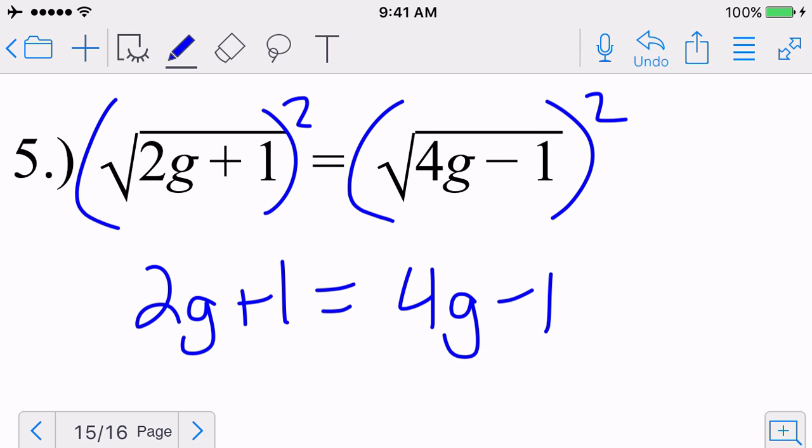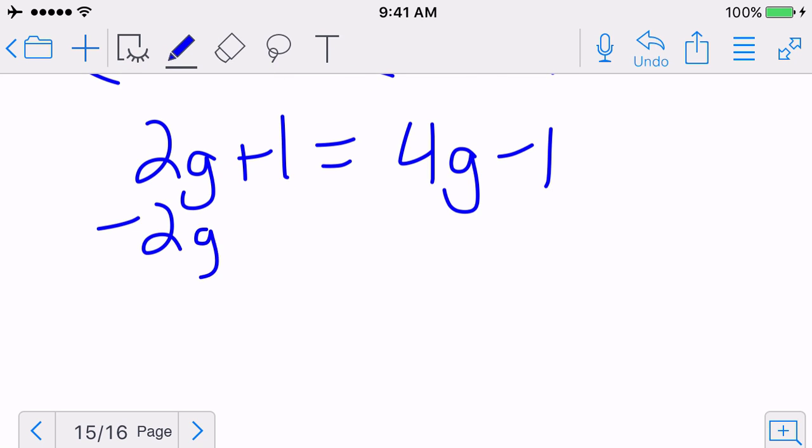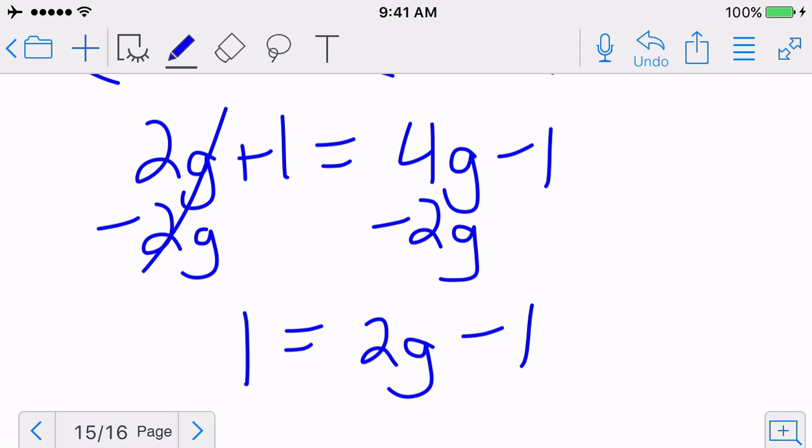Now I have to go back and solve. This one's got variables on both sides. Remember, we need to get the variables on the same side together. So either way, you could subtract the 2g or subtract the 4g. It doesn't really matter. I'm going to subtract the 2g. That gets rid of it on this side. I still have 1. 4g minus 2g is 2g. And I've still got this other minus 1 here.